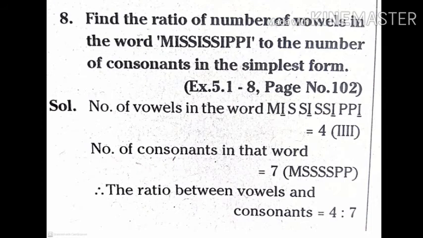Next question. Find the ratio of the number of vowels in the word Mississippi to the number of consonants in the simplest form. Solution. Number of vowels in the word Mississippi is equal to 4.